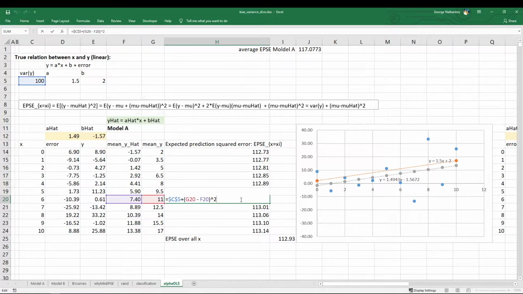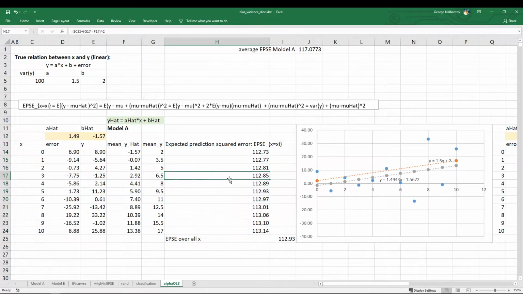How do we calculate it? It's just equal to the difference between the truth and our prediction. So the truth is 11, which should be ax plus b, but we predict 7.40. So this thing squared plus the variance of y is giving us the expected error in the future at this point. So at different points, it's different just because the difference between our prediction and the truth is different.